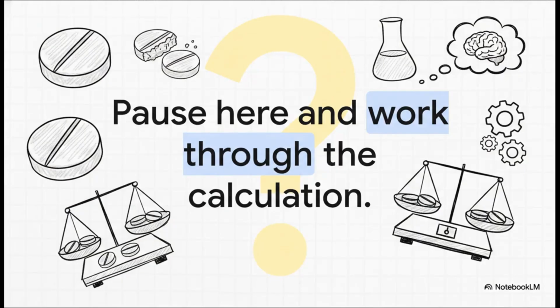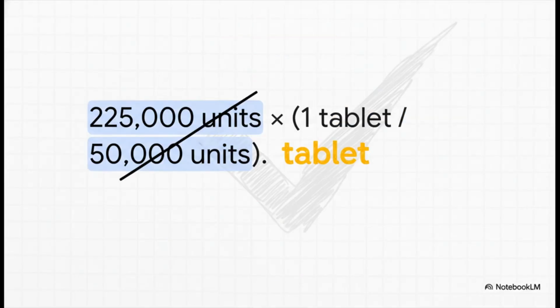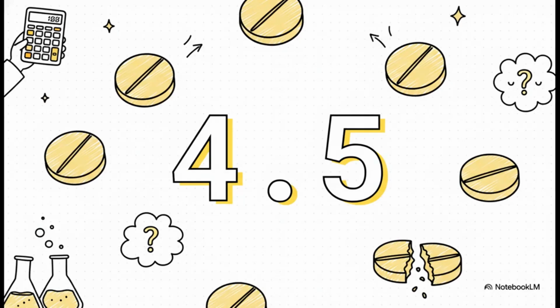Hit pause and run the calculation. Okay, let's see how you did. Your setup should look just like this. 225,000 units times 1 tablet over 50,000 units. And again, those units cancel out perfectly. Which brings us to a final answer of 4.5 tablets. 4.5. You're getting the hang of this.